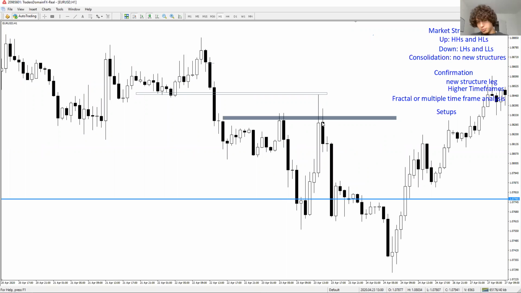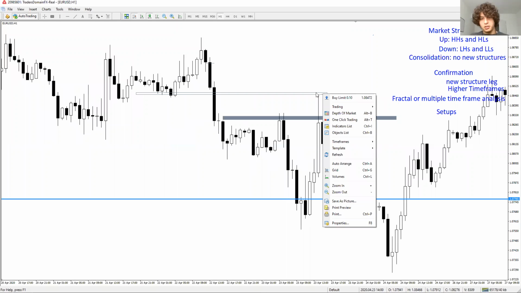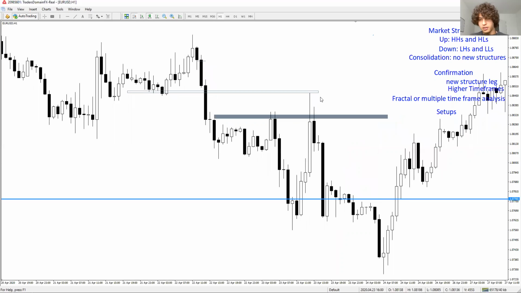So say you see price coming up, you're like, oh, damn it, I want to take buys, I missed them. You never FOMO, you never fear missing out, because say you think you're missing the up move, you have to remember you're waiting for confirmation, a new structure leg. Price did not make a new structure leg to the upside. In fact, we're wanting to see a structure leg to the downside.